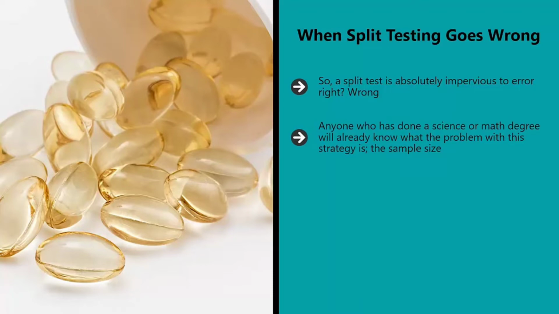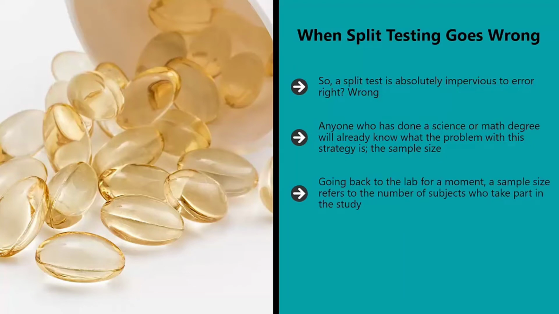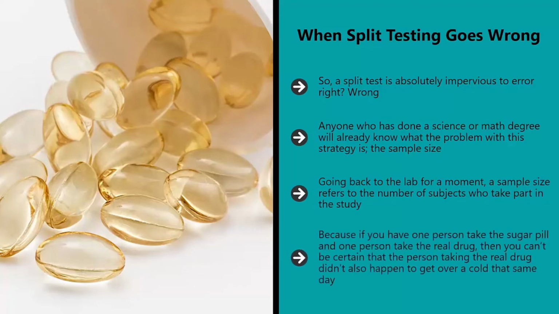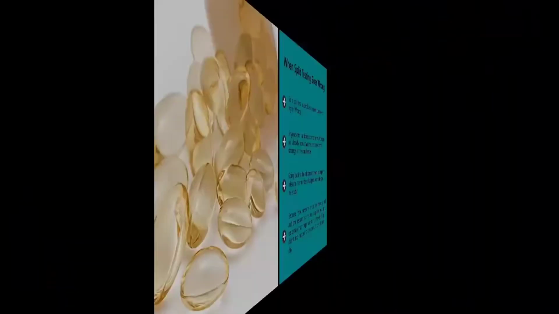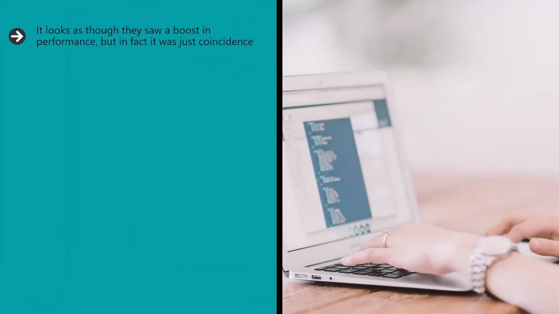Anyone who has done a science or math degree will already know what the problem with this strategy is: the sample size. Going back to the lab for a moment, a sample size refers to the number of subjects who take part in the study. Because if you have one person take the sugar pill and one person take the real drug, then you can't be certain that the person taking the real drug didn't also happen to get over a cold that same day. It looks as though they saw a boost in performance, but in fact it was just coincidence.